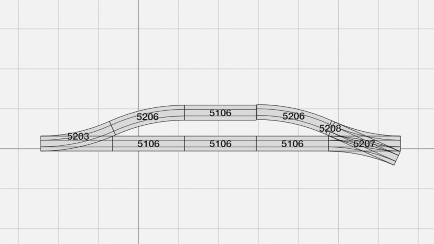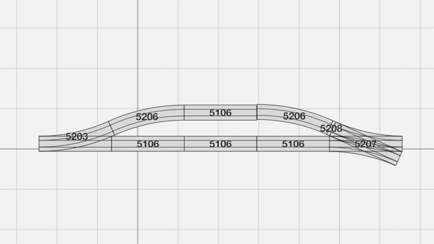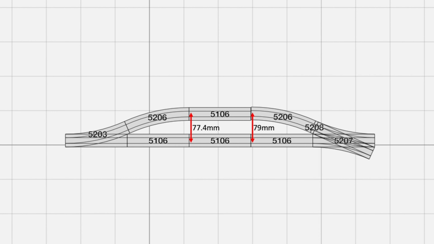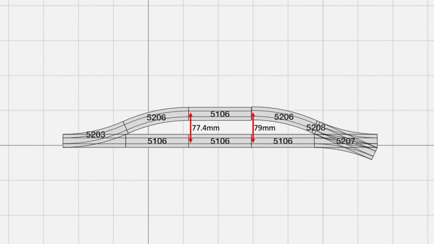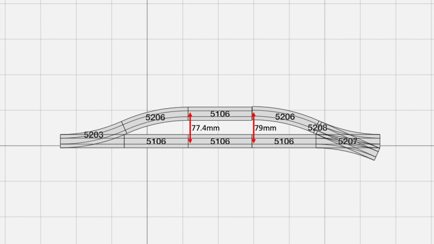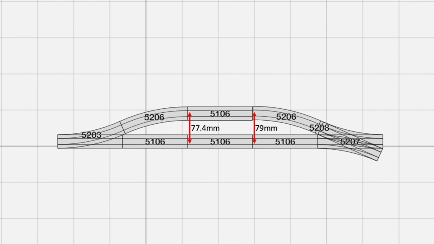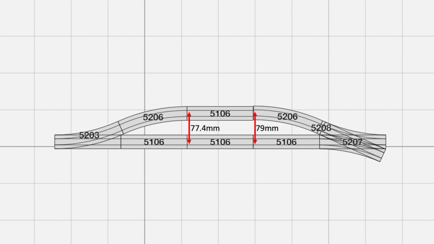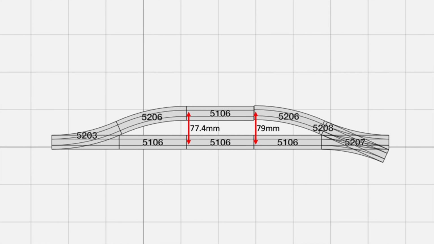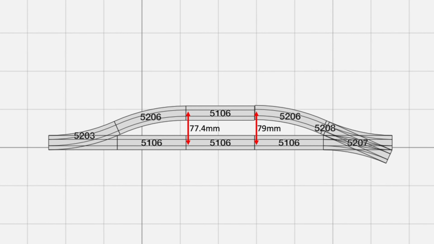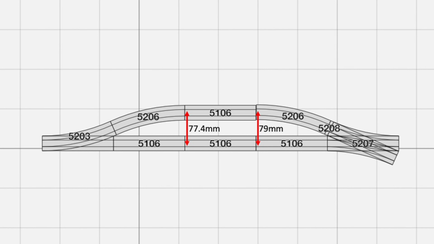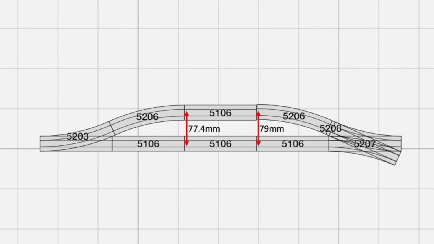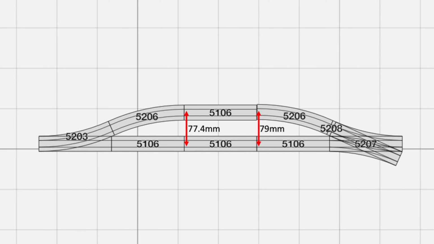5207/5208 crossing combination. The parallel spacing achieved with the turnout combination is correct, so 77.4 mm. The spacing achieved with the crossing combination is 79 mm. So we have a 1.6 mm gap. Railmodeller is not alone in this respect, as mentioned earlier. Let's look at the same combinations in other packages.